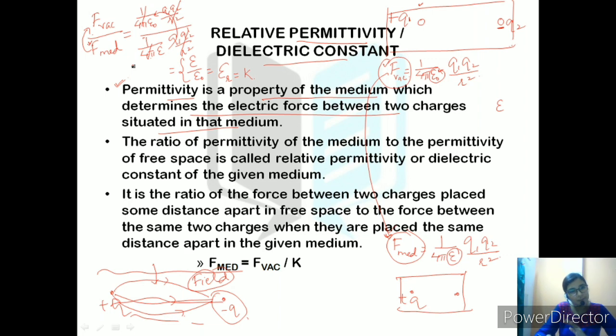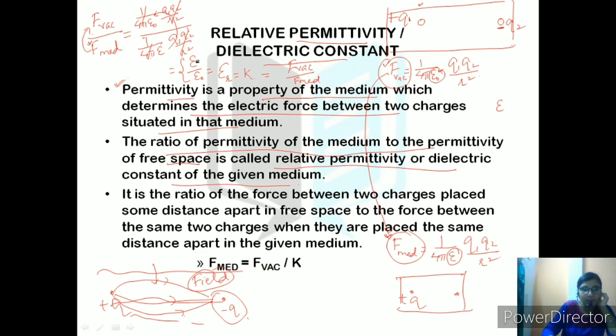When we are comparing these two, we get a ratio epsilon by epsilon naught, and we define it as epsilon R, which is called relative permittivity or dielectric constant. The ratio of permittivity of the medium to the permittivity of free space is called relative permittivity or dielectric constant of the medium. And here from where we started, this K is what? Epsilon R is what? It is F of vacuum by F of medium.